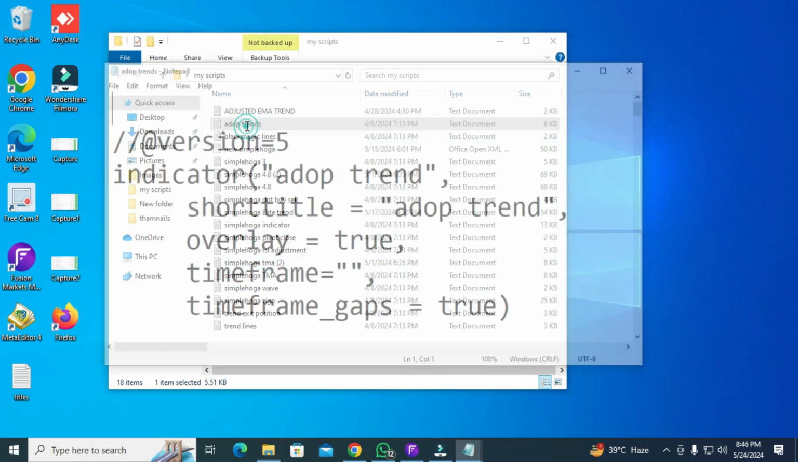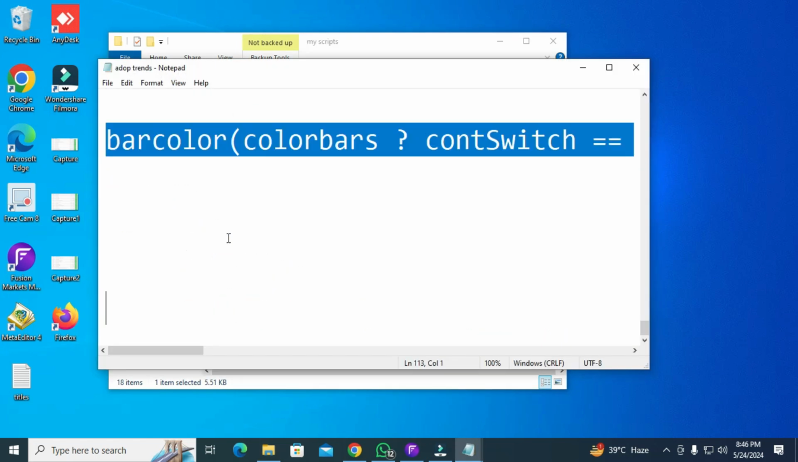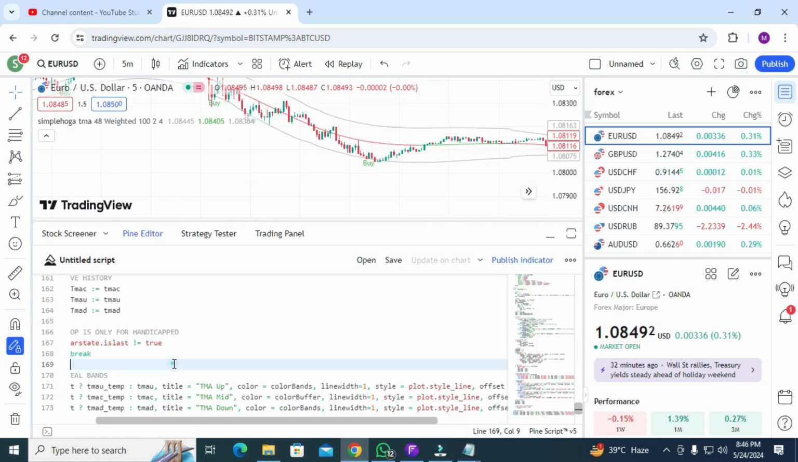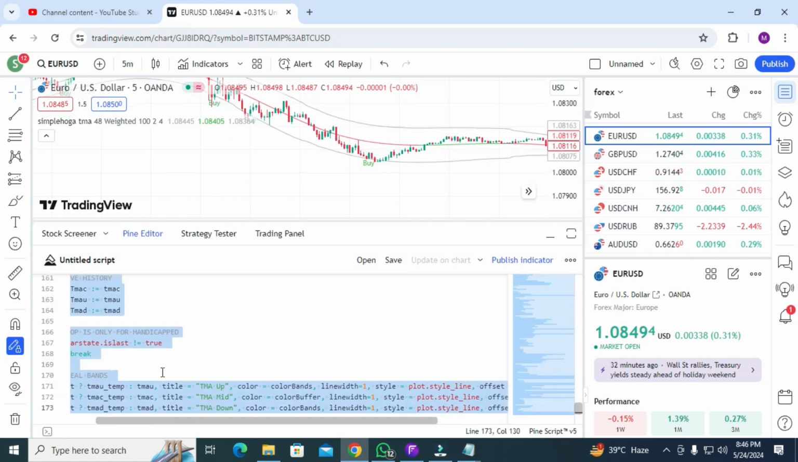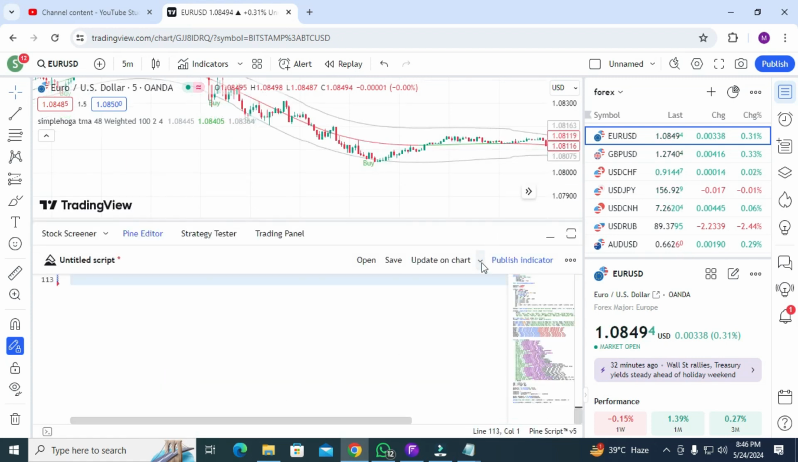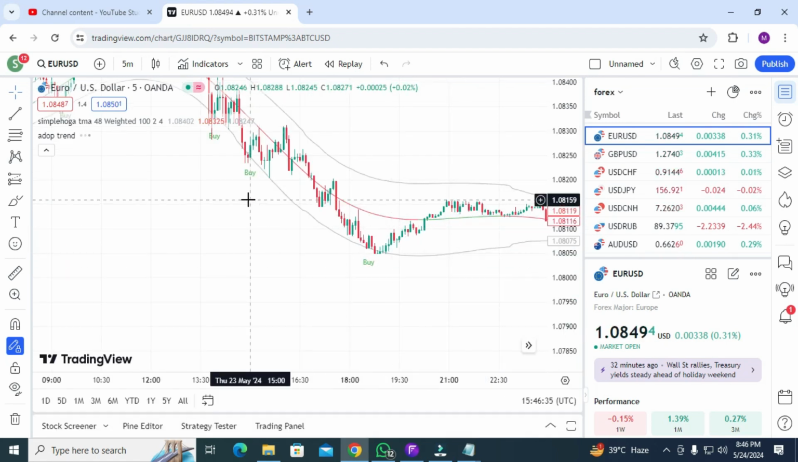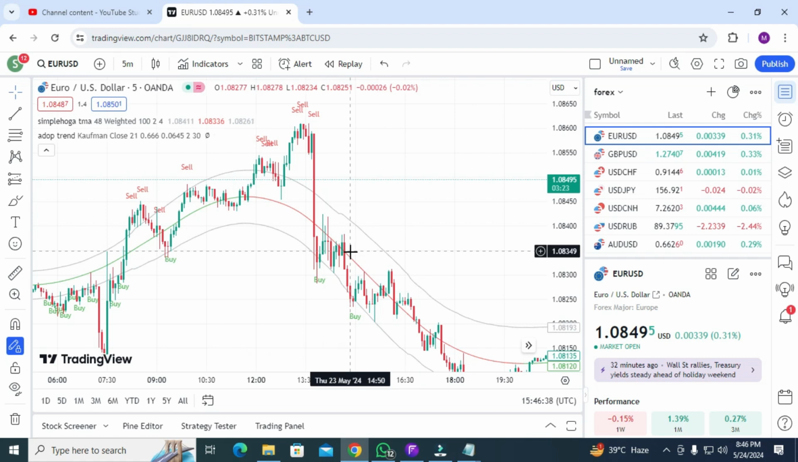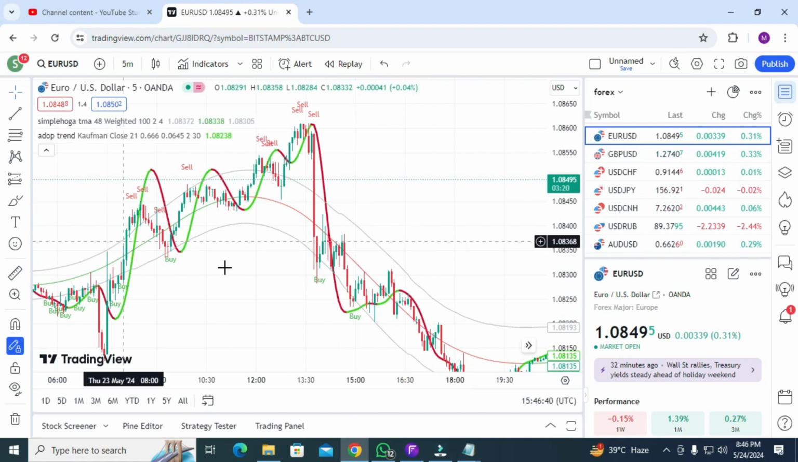I need to add this indicator. Control A, Control C, then go to your Pine editor, click on Pine editor. You need to paste your code, Control A, Control V, and then click here. You will find the option Add to chart. Okay, after clicking on Add to chart, the indicator will look like this one. Okay, it gives you awesome results.